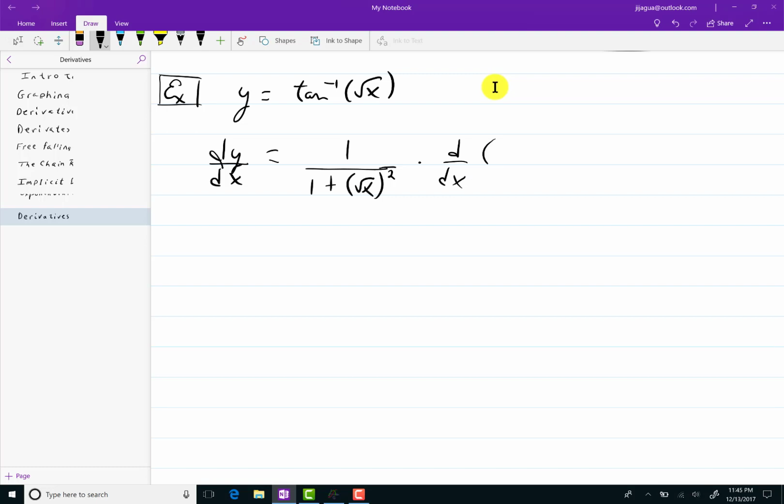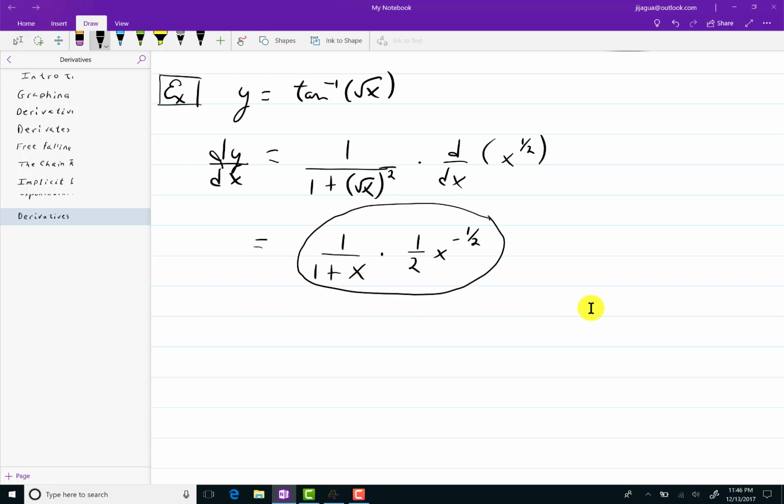Instead of radical x, if you don't mind, I'm going to write it as x to the 1/2 power. I find those easier. Powers are easier than radicals any day. This part right here just simplifies to 1 over 1 plus x times, and then the derivative of x to the 1/2 is 1/2 x to the negative 1/2. And that's perfectly fine with me. There's no reason to do anything else with it if you don't want to.